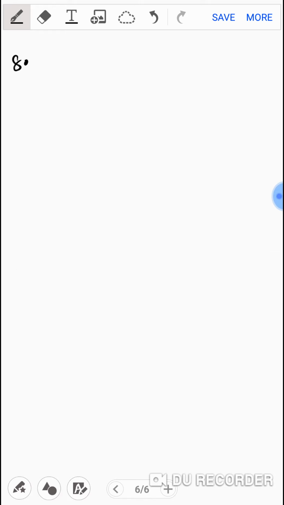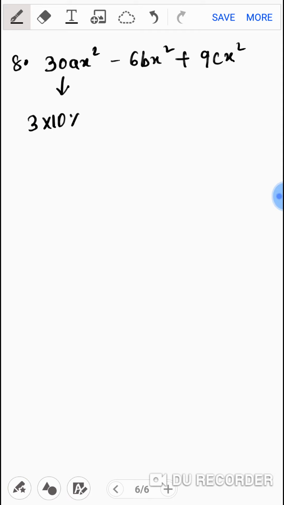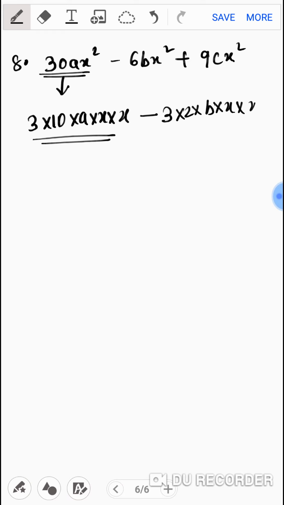Problem number 8. We have 30ax square minus 6bx square plus 9cx square. If you notice here, we can also take 3 as the highest common factor. Let's start. 30, can I write it 3 into 10 into a into x into x. So this term I opened like this. Minus 6b, so 6 I can write as 3 into 2, 3 into 2 into b into x, and plus 9c. So I can write it 3 into 3 into c into x.